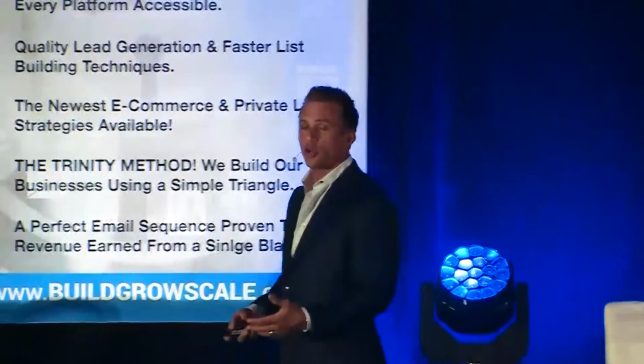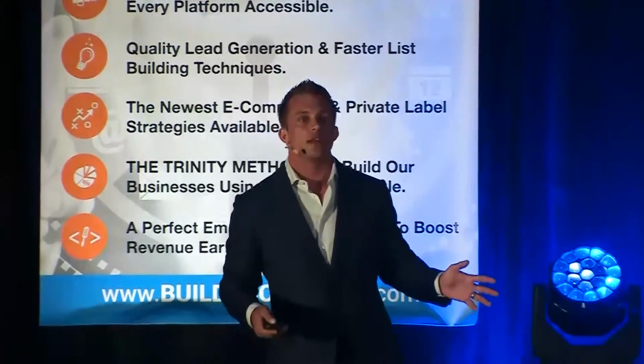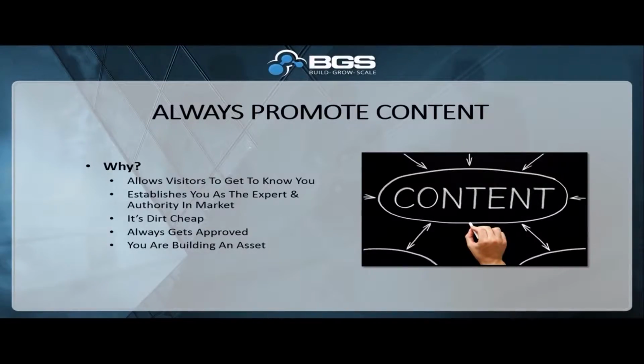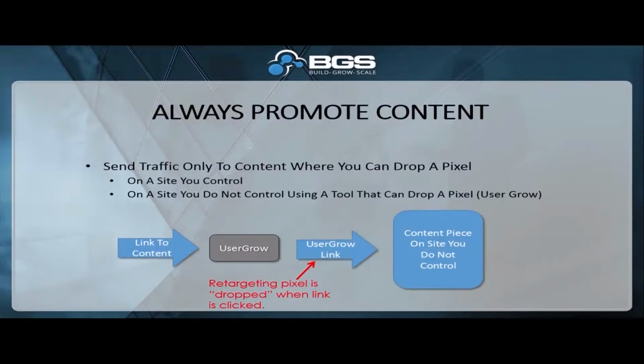It always gets approved. No network is going to disapprove a nice blog article or a viral piece, as long as it's not doing something in one of those real banned categories, right? But if you're building an asset with this content piece too, you're building a traffic platform. You're going to start getting organics. You're going to start getting natural traffic. It's going to get rankings. It's going to build up. You're building an asset that can be leveraged over and over again. That content can be constantly remarketed and pushed out multiple times.